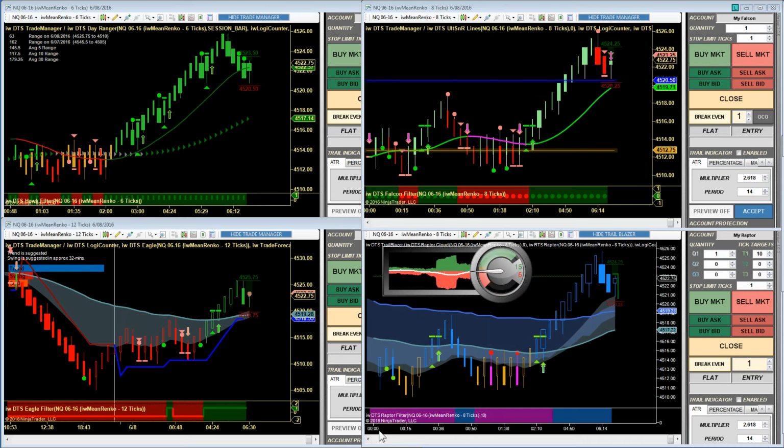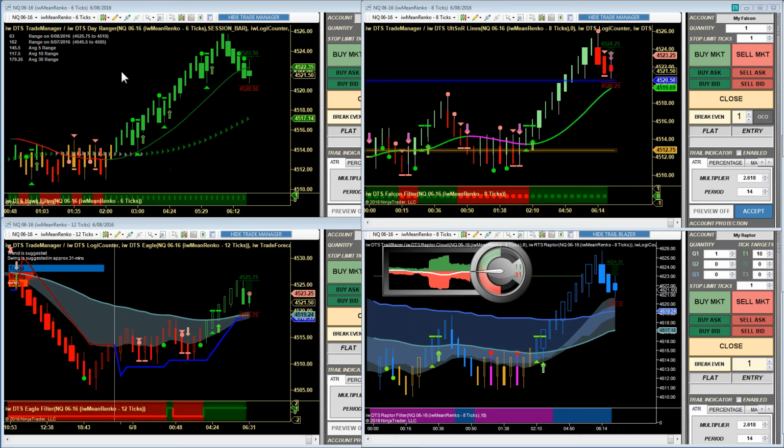Before we get too far into things, I'll give you a real quick overview for those of you who are new to the DTS room. What you're looking at here is the Diversified Trading System, and it is diversified because we're looking at the market from 3 different points of view.